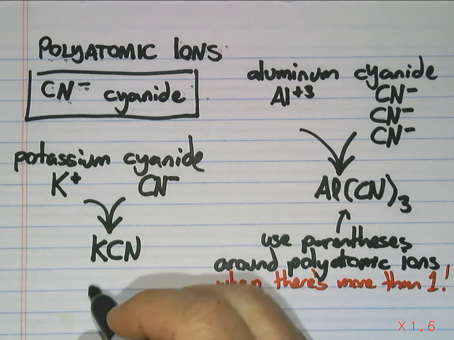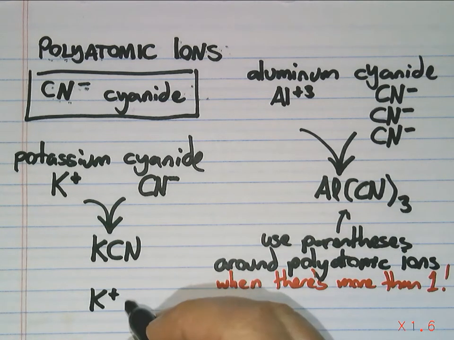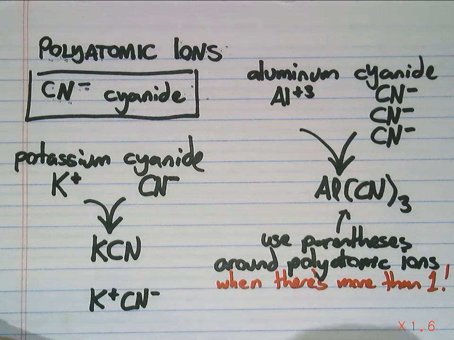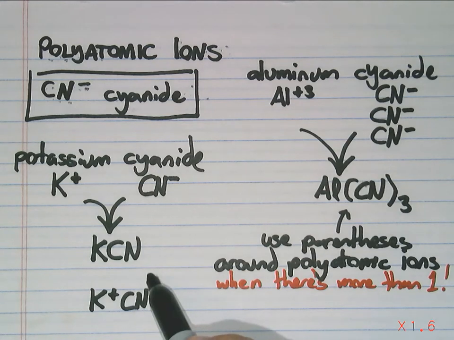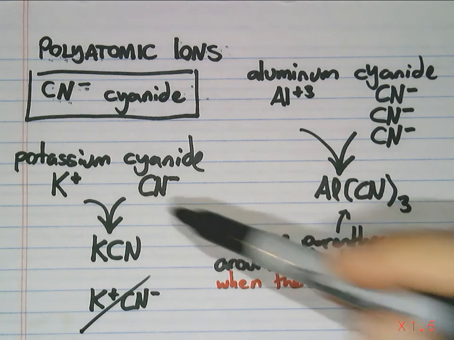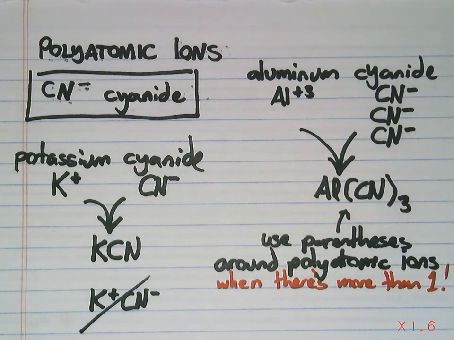I am not going to write something like this, even though I understand why you would want to. Because once they're together, once you make a compound out of those, the charges neutralize each other. So that would be the wrong way to write it down. Once you push them together and make a compound, that would be potassium cyanide. So now you can go both ways too. If I give you the formula for a cyanide, you can write down the name for it.